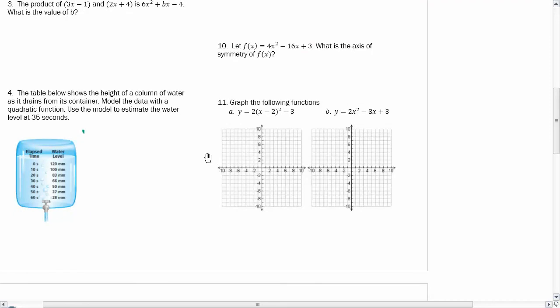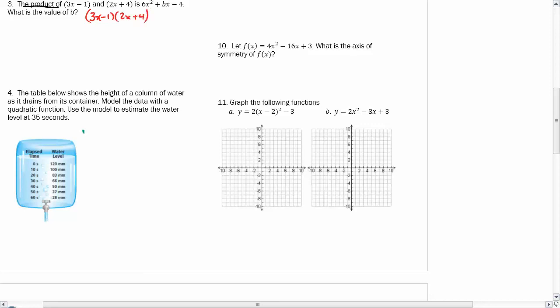Okay, next one. The product of 3x minus 1 and 2x plus 4 is 6x squared plus bx minus 4. What's the value of b? What does product mean? Product means multiply them together. So what do we get when we multiply together 3x minus 1 and 2x plus 4?